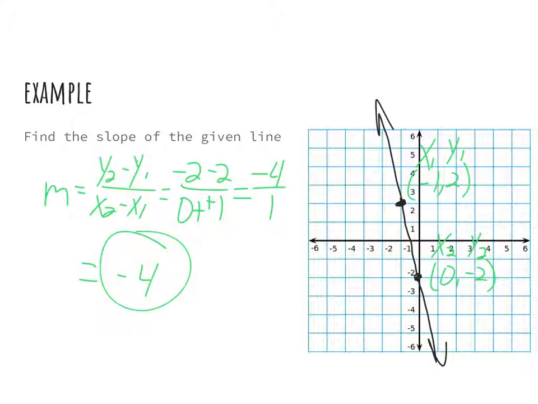Okay, so you should have found that the 2 points are at negative 1, 2 and 0, negative 2. Labeling the points as x1, y1, x2, and y2, finding the slope y2 minus y1, I had negative 2 minus 2. x2 minus x1 is 0 minus a negative 1. Negative 2 minus 2 is negative 4. 0 minus a negative 1 is just like 0 plus 1, so I get 1. Negative 4 over 1 is just negative 4. My slope is negative 4.